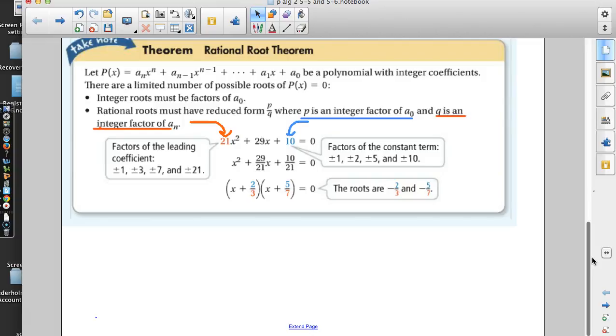So it says, when you have this as your polynomial, which is kind of scary looking, but don't worry about that too much. It's just saying start with the highest power and work your way on down. That's standard form.